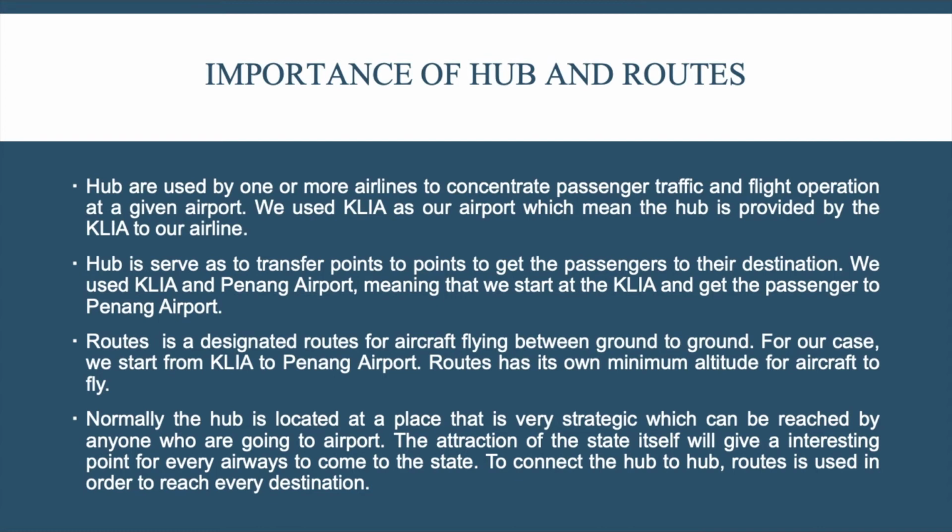A route is a designated route for aircraft flying between ground to ground. For our case, we start from KLIA to Penang Airport. Routes have their own minimum altitude for aircraft to fly. Normally, the hub is located at a very strategic place, which can be reached by anyone who is going to the airport. The attraction of the state itself will give an interesting point for every airway to come to the state. To connect hub to hub, routes are used in order to reach every destination.